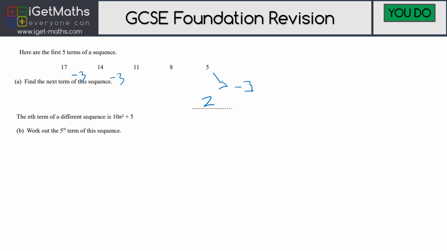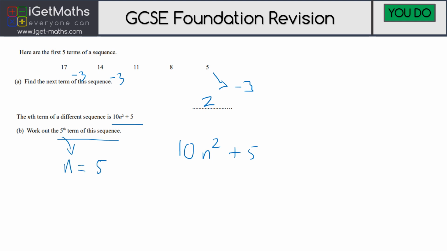The next question says the nth term of a different sequence is 10n squared plus 5. We need to work out the fifth term in the sequence. So we've got 10n squared plus 5, and we want the fifth term. So quite simply, where your n is, you're going to replace that with 5. So n would equal 5.